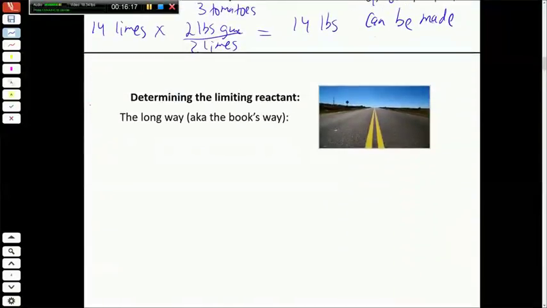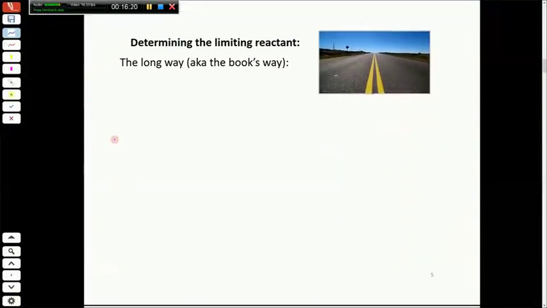So the first thing we have to do when we're doing a problem that involves limiting reactants is determine which one is the limiting reactant. Because once you know the species that's going to limit how much of each product you can form, all of your stoichiometric calculations have to start with that. That's going to determine the actual amount of product that can be formed.